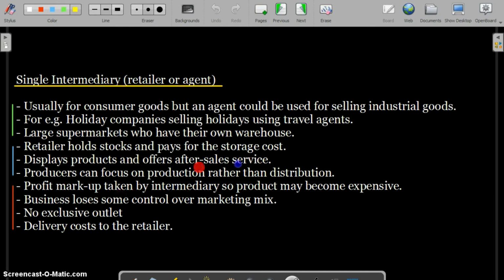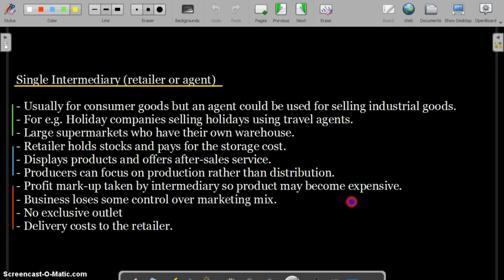Producers can focus on production rather than distribution. This is one of the biggest advantages, because if you use the no intermediary method, you'll be concerned about the distribution, about the cost and all. But in this method you won't be concerned about the cost, because the storage cost and all will be paid by the retailer. However, it has its disadvantage, because you have to pay some profit markup to the intermediary, so the product can become expensive.